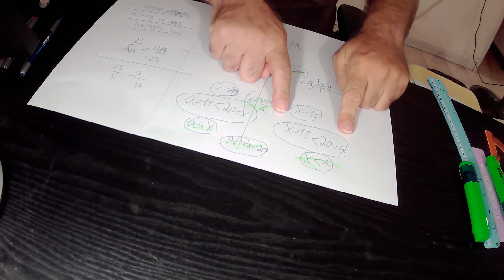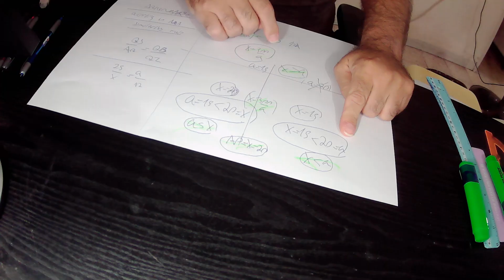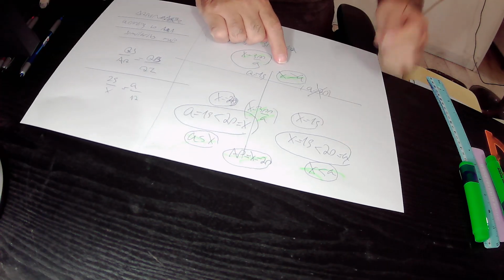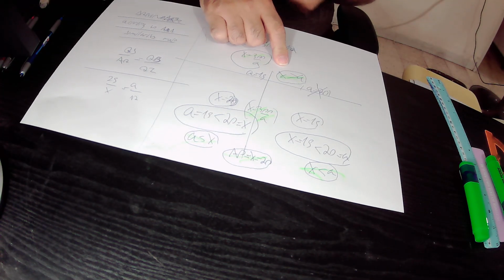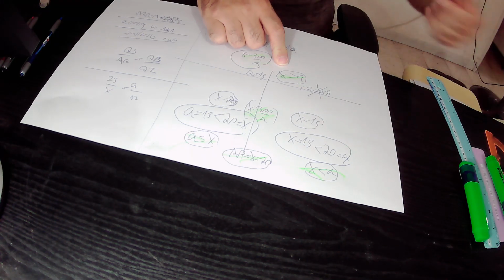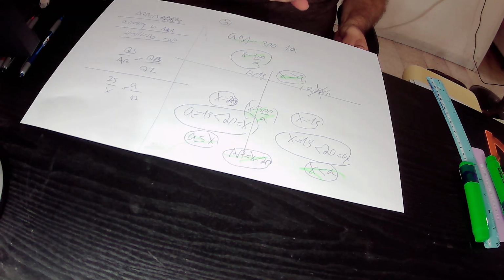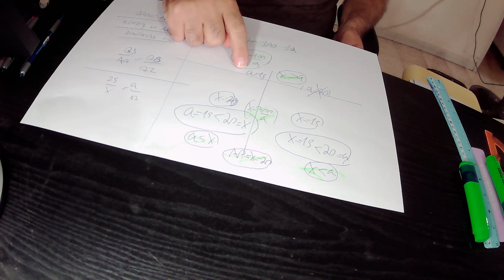And from this inequality, we derive that X is less than A. It contradicts our previous findings that X must be greater than A. If X must be greater than A, X cannot be less than A. Due to this contradiction, we cancel the solution. A can never be equal to 20. We take into account only the other solution, that A equals 15.